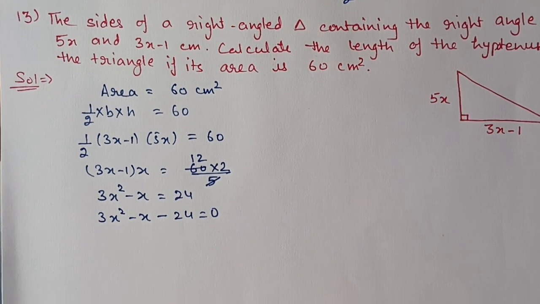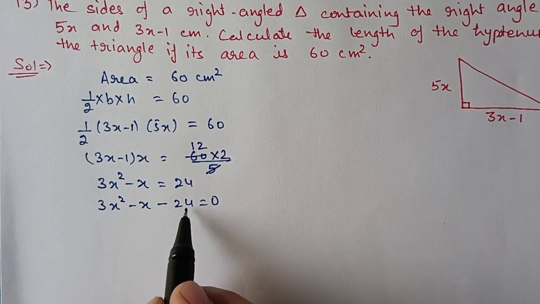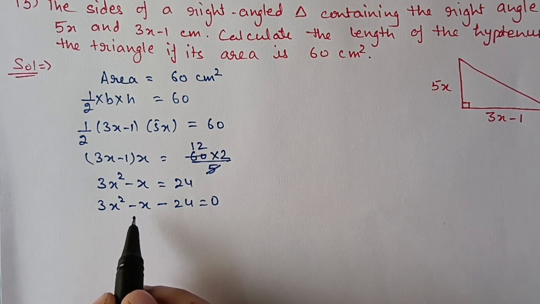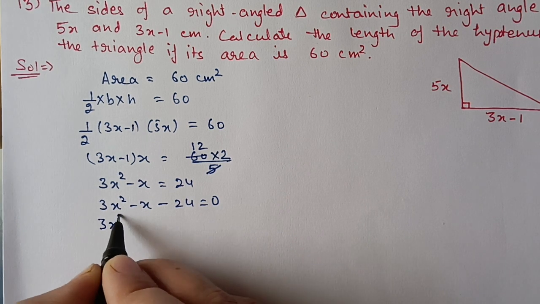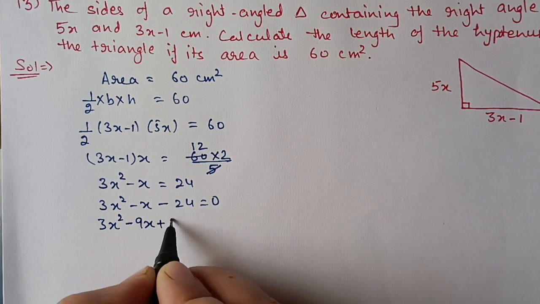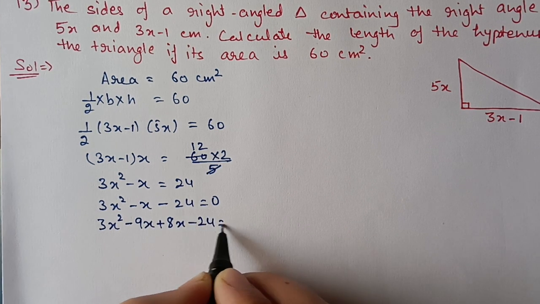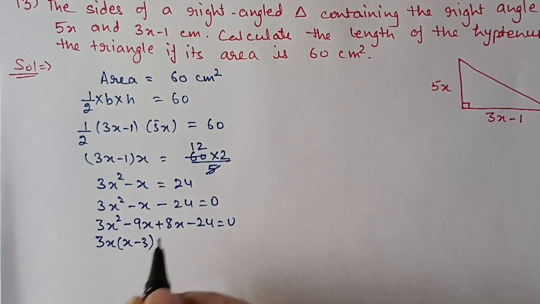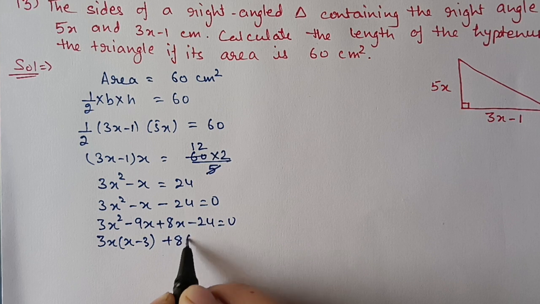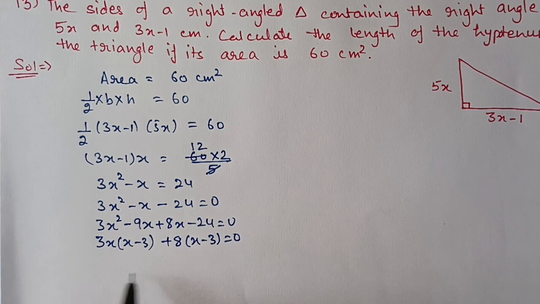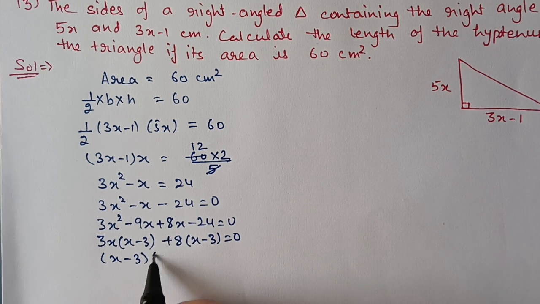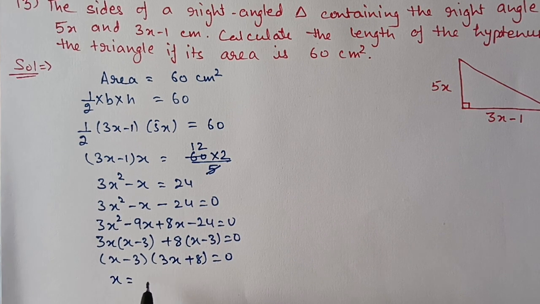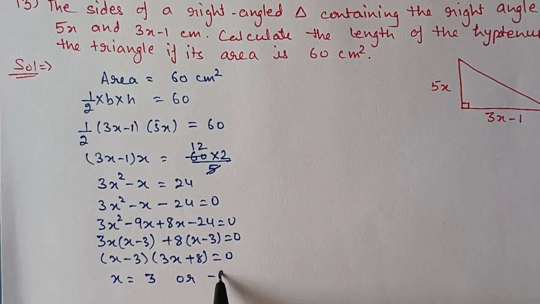Now we have to do the trinomial factorization for this. 3 into 24 will be 72. Do the factors of 72 such that after subtraction, minus 1 should come. So factors will be 9 and 8: 3x square minus 9x plus 8x minus 24. From the first two we can take 3x as common, so x minus 3 will be in the bracket. From the last two we can take 8 out as common, so x minus 3 will be in the bracket. So x minus 3 we can take out common. Another bracket will be 3x plus 8. So x values we are getting here are either 3 or minus 8 by 3.